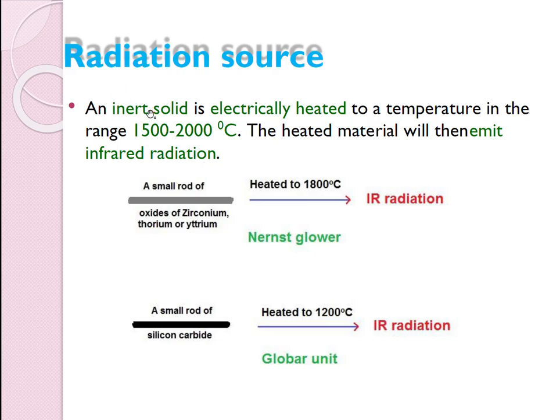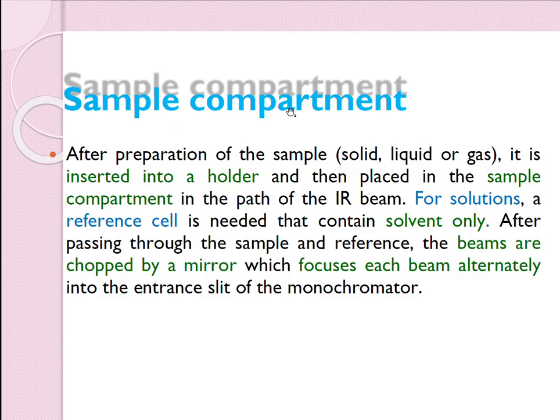First of all, the radiation source. An inert solid is electrically heated to a temperature in the range of 1500 to 2000 degrees. The heated material would then emit infrared radiation. Then the sample compartment. After preparation, the sample is inserted into a holder and then placed in the sample compartment in the path of the IR beam. For solutions, a reference cell is needed that contains solvent only. After passing through the sample and reference, the beams are reflected by a mirror which focuses each beam alternately into the entrance slit of the monochromator.